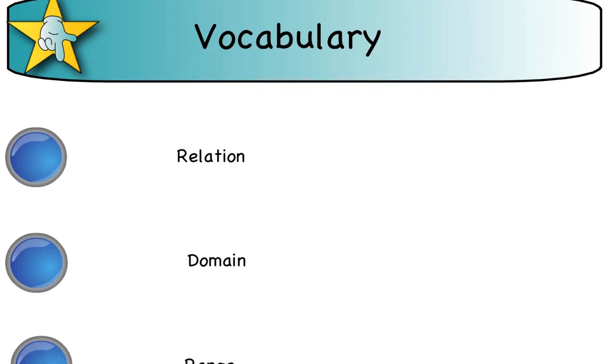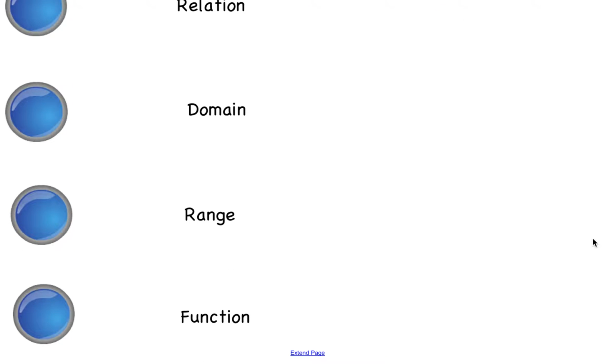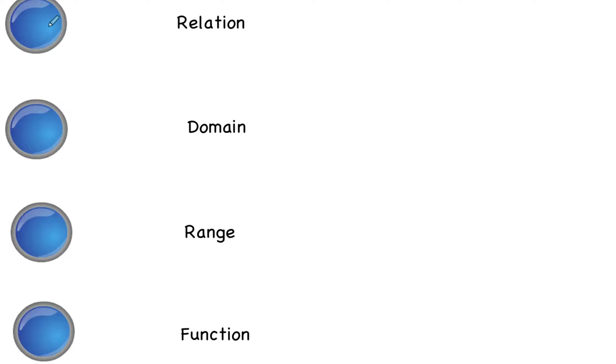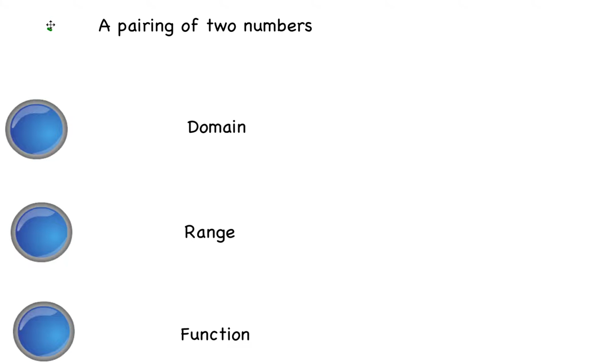And the first term we're going to talk about is a relation. Now, a relation, mathematically speaking, is just a pairing of numbers. So any two numbers that are paired together is called a relation.